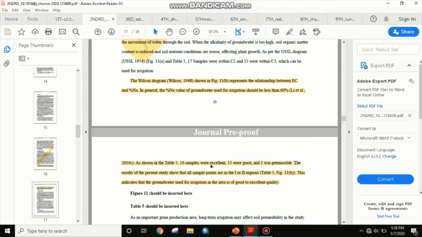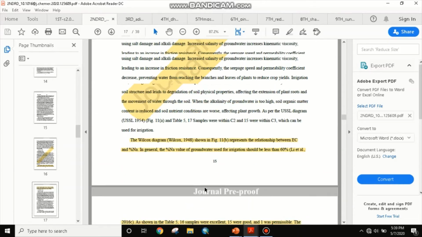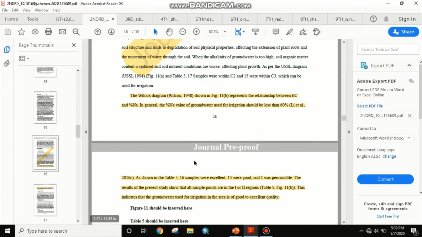This is the category which we have already seen in the Wilcox diagram, and 15 were good. This category also we have seen, and 1 was permissible. The result of the present study shows that all sample points are in the first or second regions. This indicates the groundwater used for irrigation in the area is of good to excellent quality. So we can analyze that the category-wise division of the Wilcox diagram gives wonderful inputs to interpret our data in a better way.